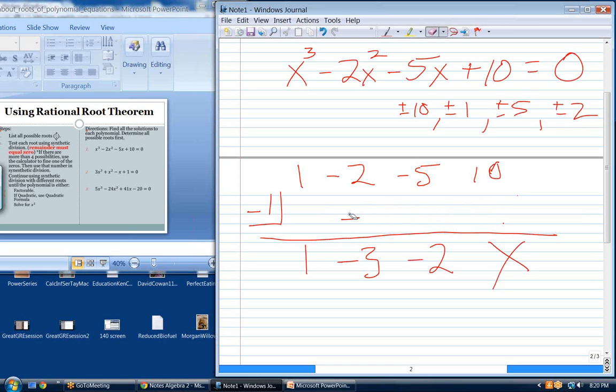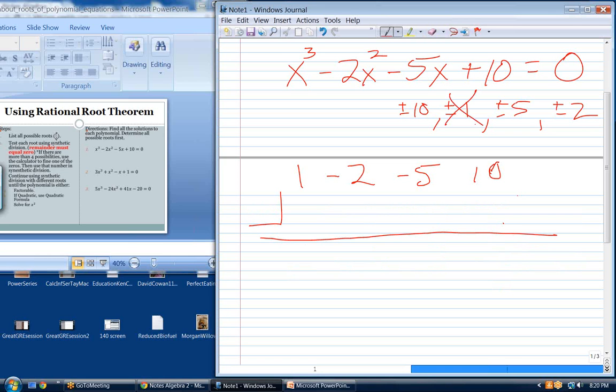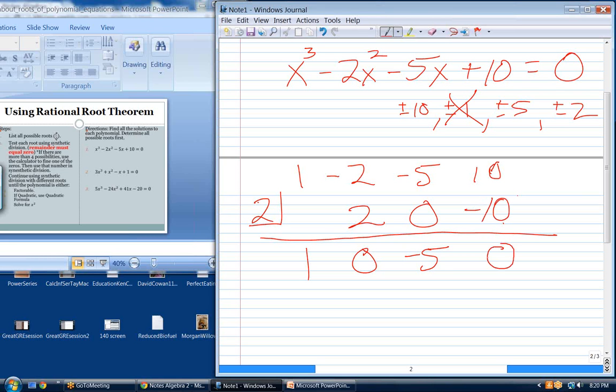That's not it? So that's not it. This has promise. Okay. So I've got 0. Now how can I write that third degree polynomial as a linear factor times a quadratic? There's the linear factor, there's the quadratic. What's the linear factor going to be?